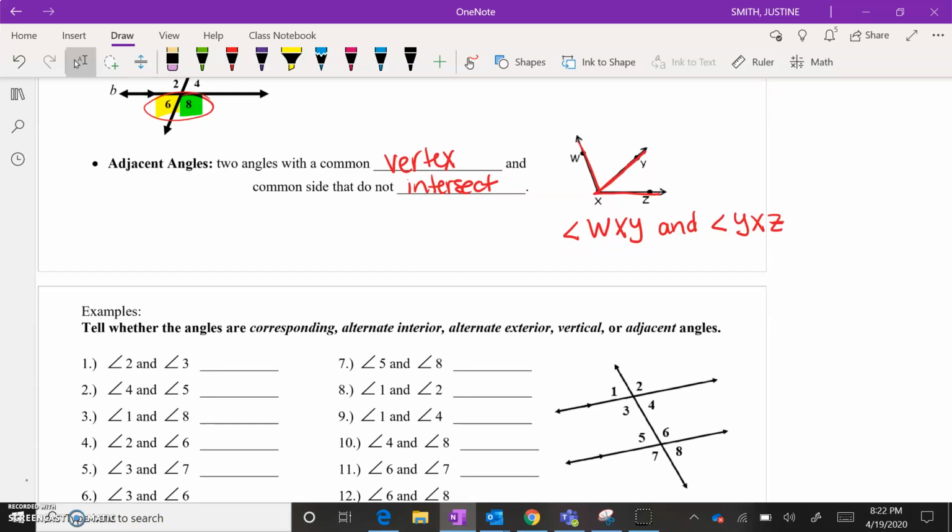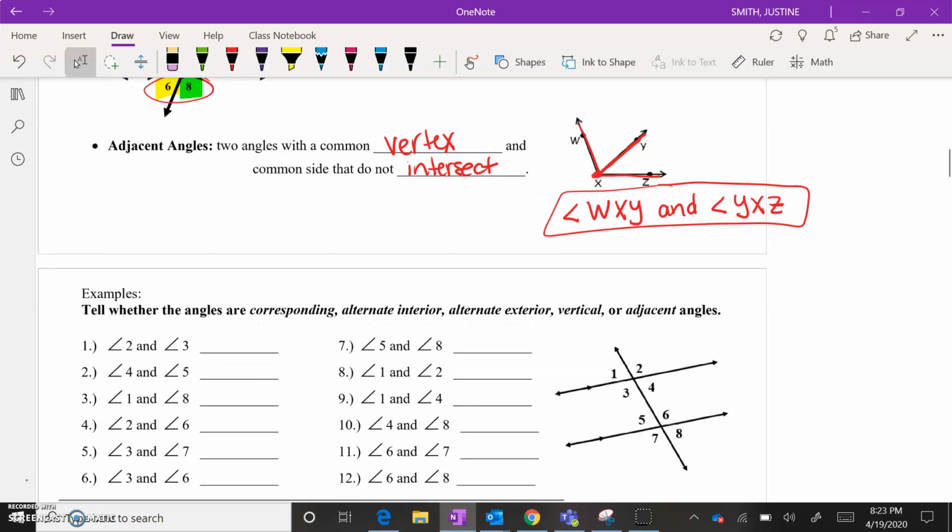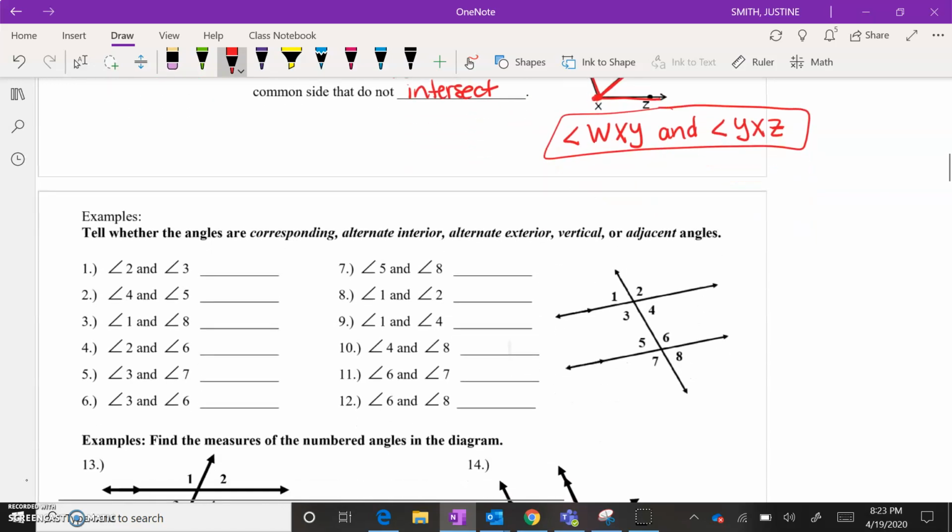Okay, so it has the common vertex, right? The vertex, remember, is X here, where the two rays come together. And they also share this common side here of XY. Okay. And adjacent angles don't share the same measurement. So there's no common thing that we know about adjacent angles and their measurement.